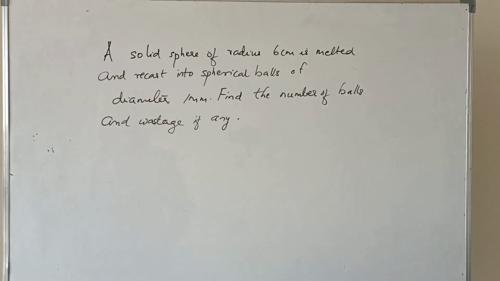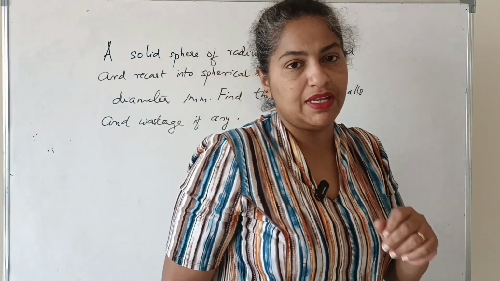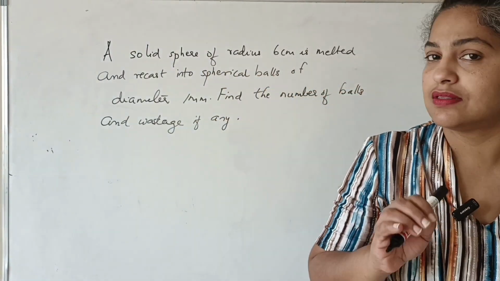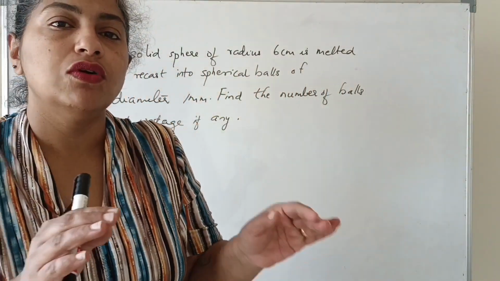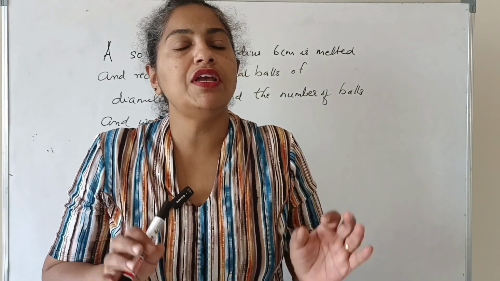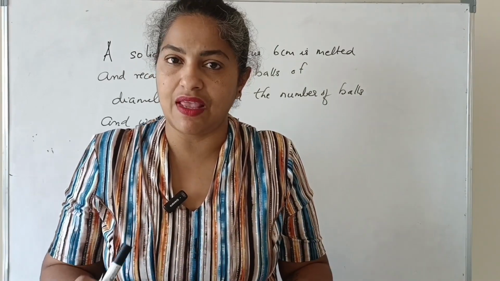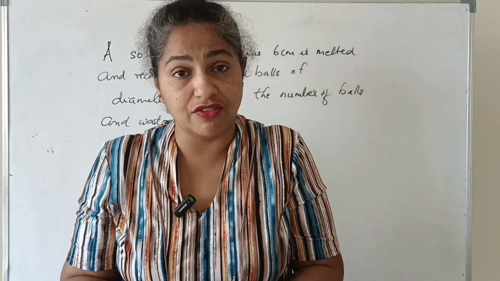A solid sphere of radius 6 centimeters is melted and recast into spherical balls of 1 millimeter. Find the number of balls thus obtained and wastage if there is any. Okay, so what is the main concept behind this particular sum? The volume of an object remains the same irrespective of the shape that it is remolded into or recast into.